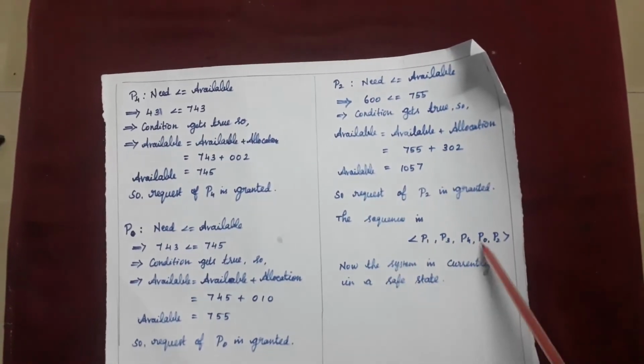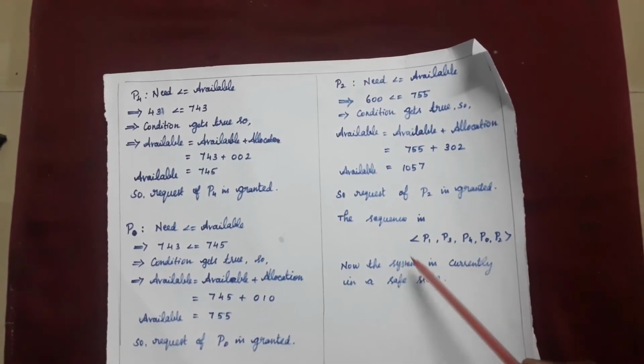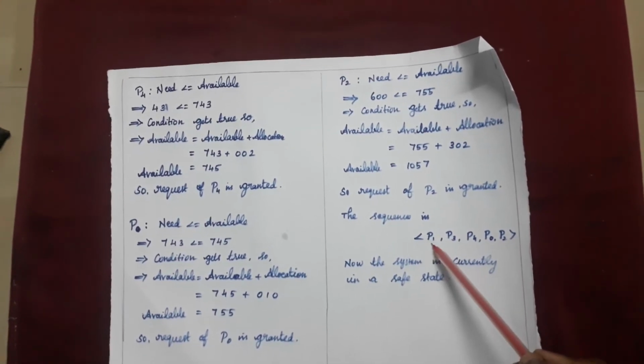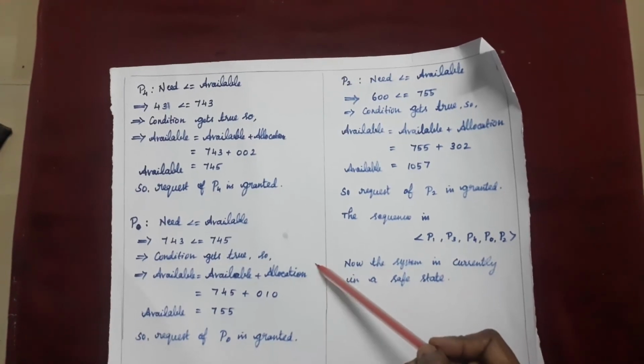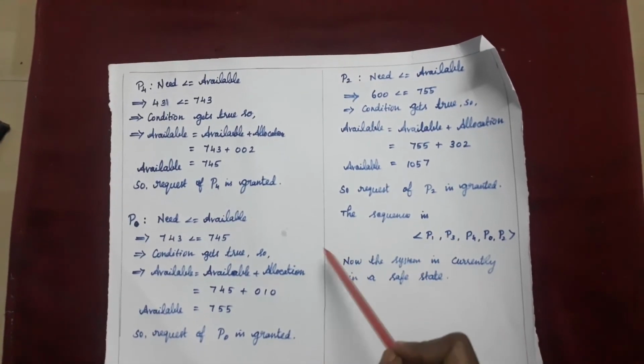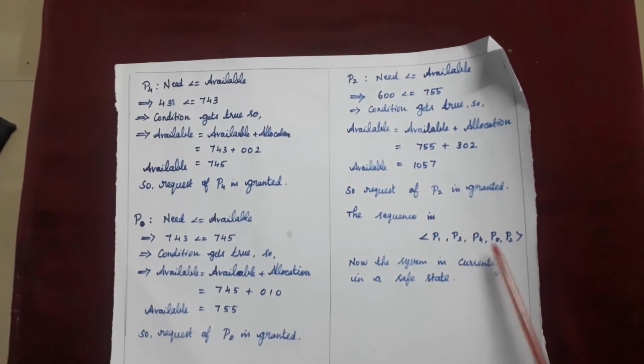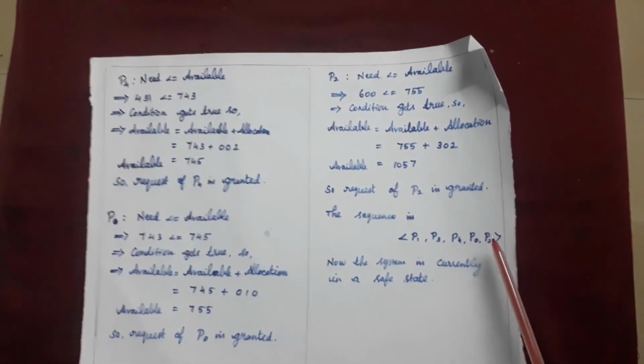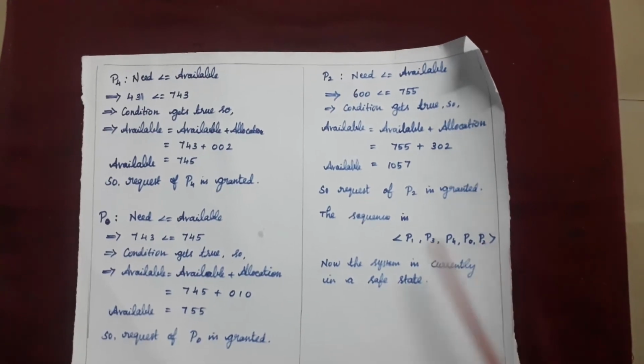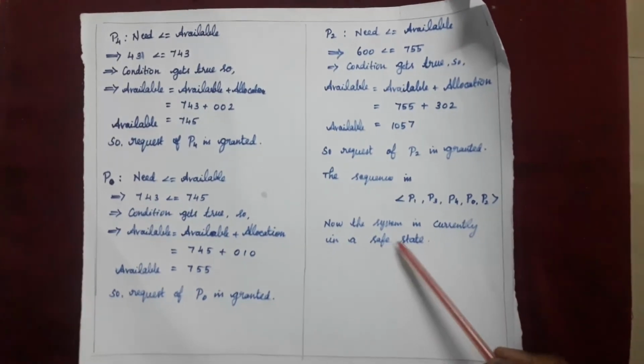Here we should write the safe sequence. This is the main function of Banker's algorithm: whether the system is in a safe order or unsafe order. If we allocate the resources to the processes in this order, P1, P3, P4, after that P0 and then P2 at last, then only the system will be in a safe state.